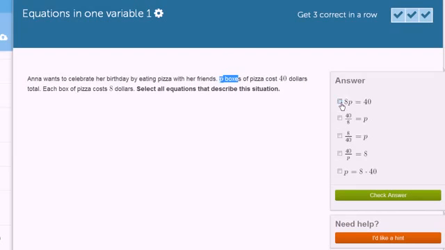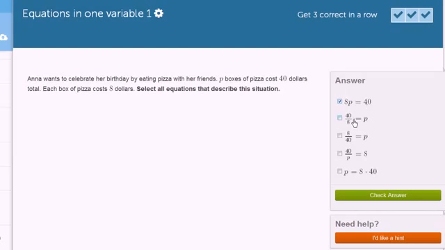And we have that captured right here in this first equation. The number of pizza boxes is P. You multiply that times 8 because it's $8 per box. That's my total cost of boxes, which I also know is going to be $40. So these two things must be equal to each other. Now, anything else that I select really has to be the same thing as this first equation, just manipulated a little bit.